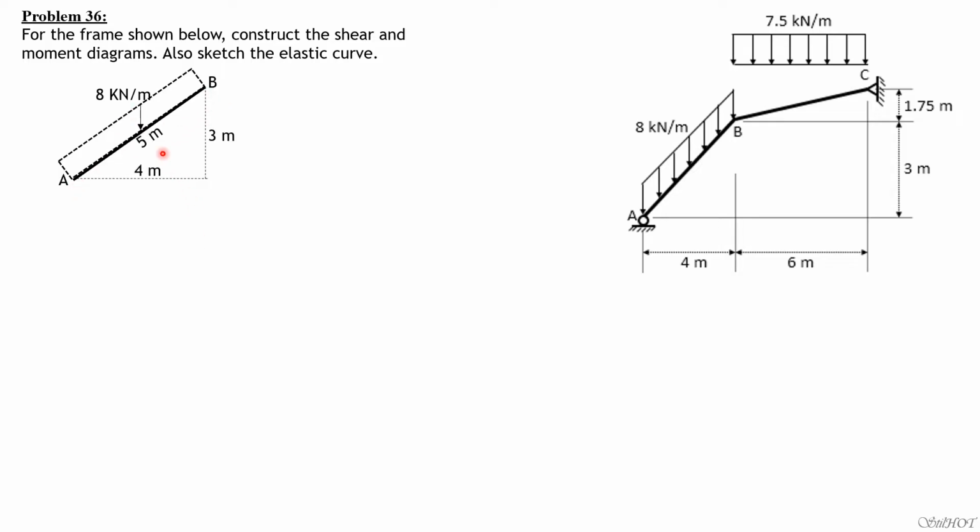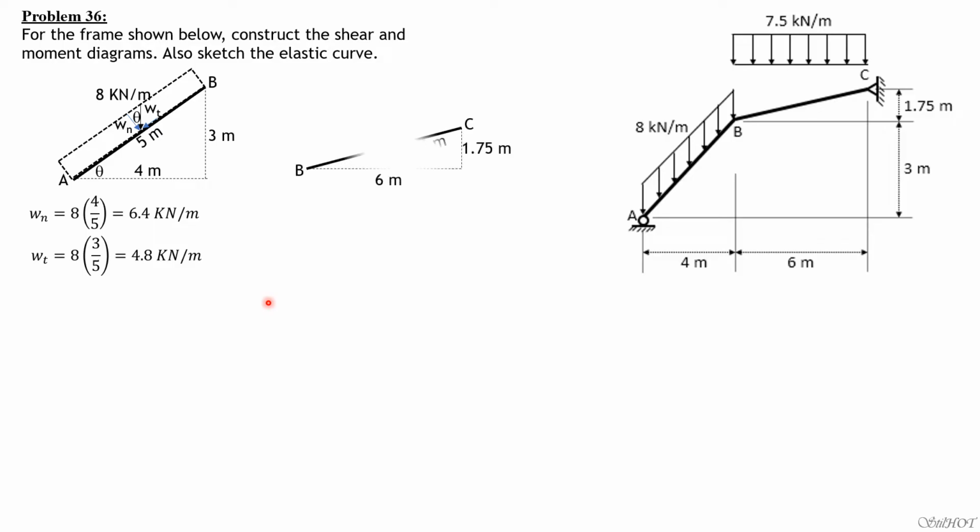Because the vertical distance is 3, horizontal 4, the length of AB is 5. Therefore, Wn is, if you call this theta, this is also theta here. Wn is 8 times cosine theta, which is 4 over 5. And W tangential is 8 times sine theta, which is 3 over 5. So Wn is 8 times 4 over 5, 6.4 kilonewton per meter, while W tangential is 8 times 3 over 5, 4.8 kilonewton per meter.